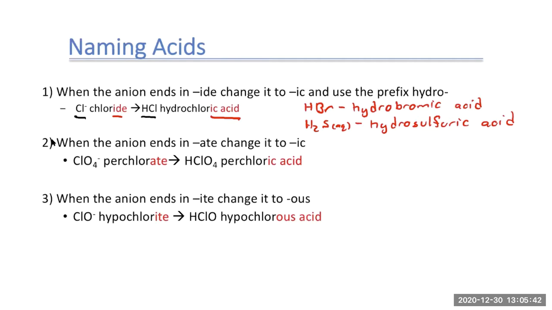Now, when it's one of our polyatomic ions that becomes an acid, you have to look at the ending of that polyatomic ion and only the ending. One thing to note with our polyatomic ions, we don't change the prefix. So we don't add hydro anymore. Hydro is only for the monoatomic acids. So if it's a polyatomic ion, I just change the ending. If it ends in ATE, the ending gets changed to IC acid. So perchlorate becomes perchloric acid.